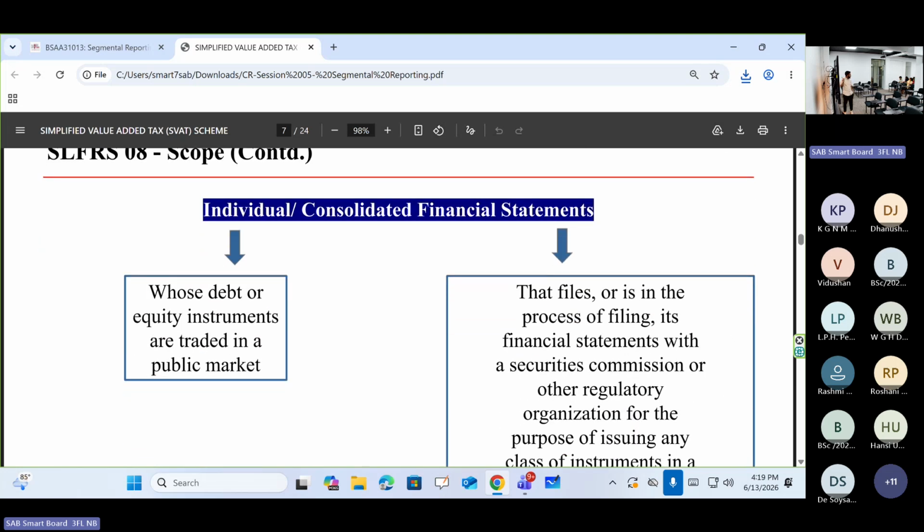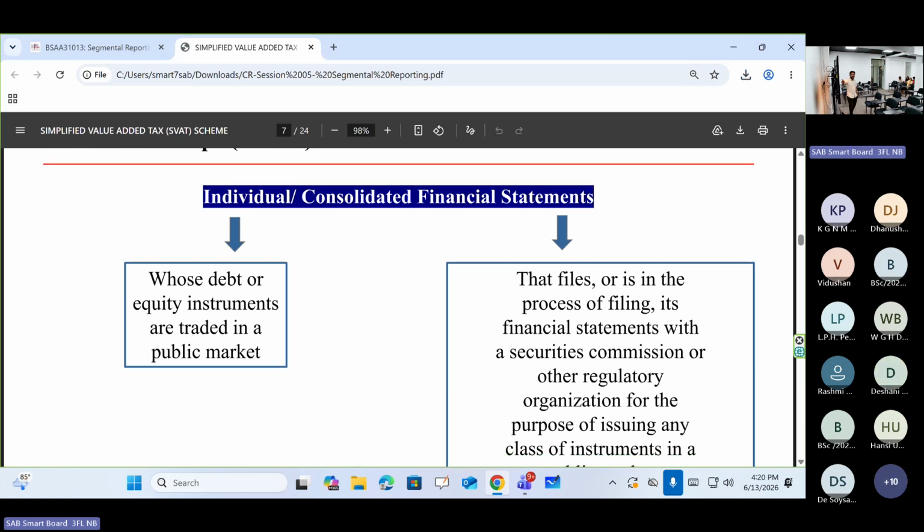Basically, operating segment information should be given. It is mandatory for public interest entities, right? If you remember, those whose debt or equity instruments are traded in a public market.